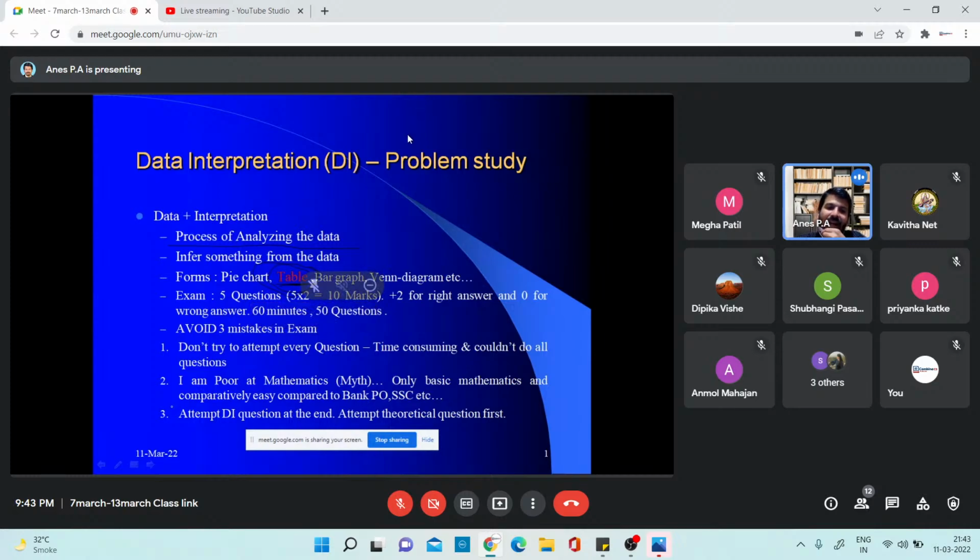Third point is what I just told you before: attempt data interpretation questions at the end. If you are not comfortable doing it the first time, you just skip it and do it the last time, and attempt theoretical questions first.